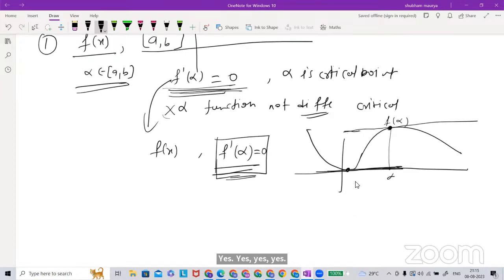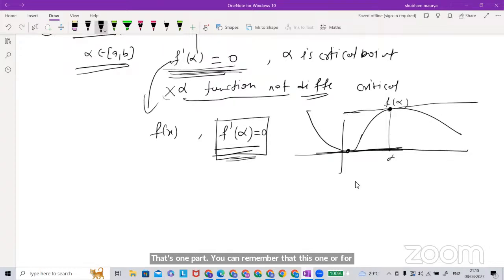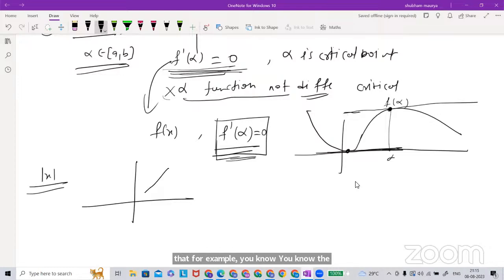Also, if the function is not differentiable, in that case it is going to be a critical point also. You can remember that. For example, you know the mod function. The mod function is not differentiable at 0. We know that this mod function is not differentiable at the origin. We have many examples in the series also, so you can check.